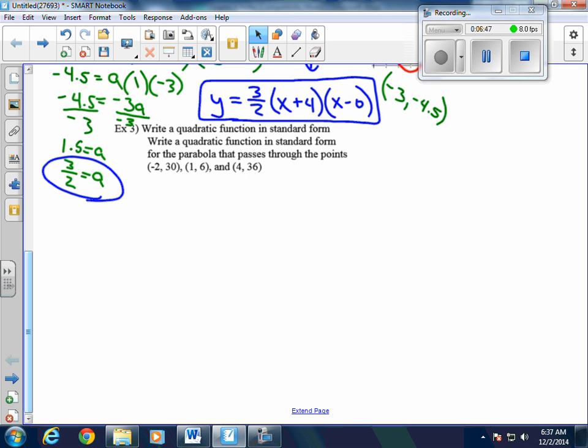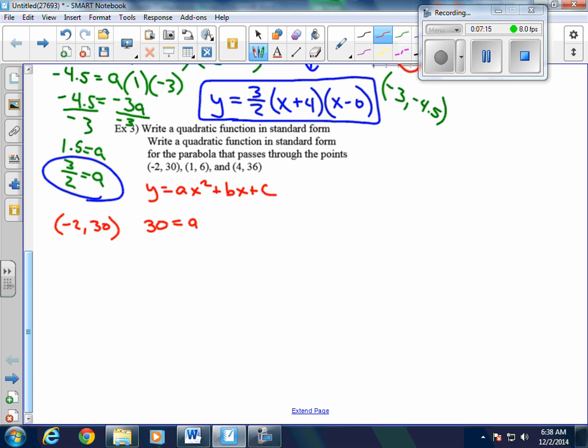to write a system of equations. So we're going to take the first point. We know that standard form is y equals ax squared plus bx plus c. Well, we're going to take the first ordered pair, negative 2, 30, and we're going to plug it in. So we're going to have 30 equals a negative 2 squared plus b negative 2 plus c.